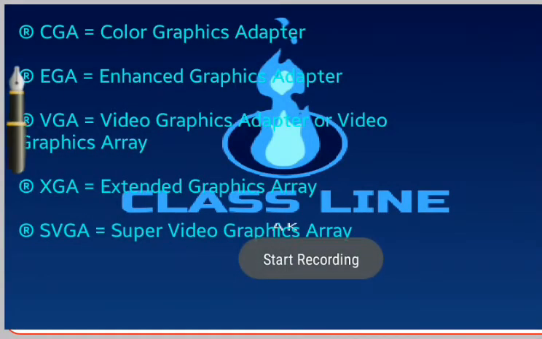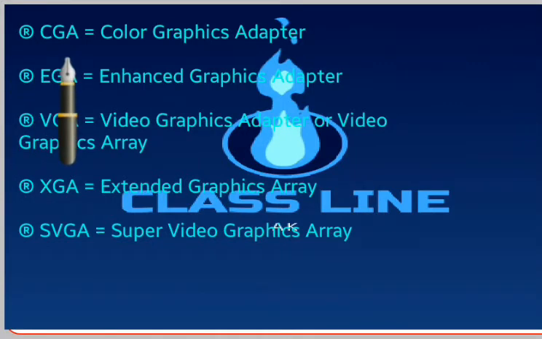Okay, now let's learn some full forms. CGA equals color graphic adapter. EGA means enhanced graphic adapter. VGA is video graphic adapter or video graphic array. XGA is extended graphic array. SVGA is super video graphic array.